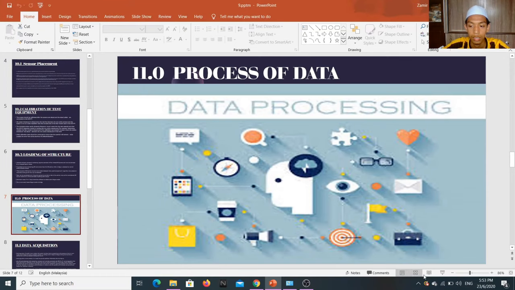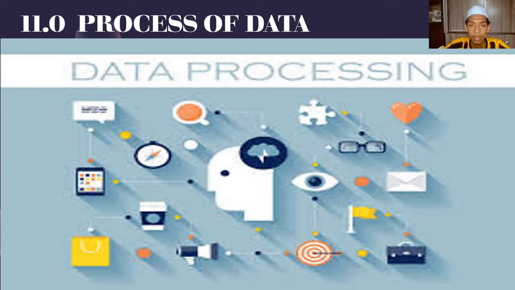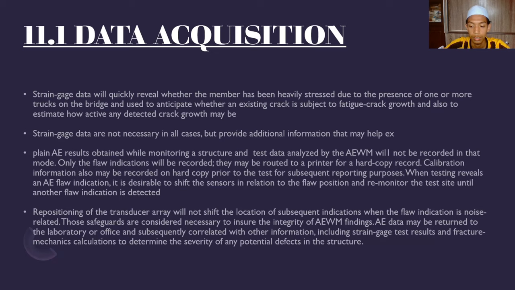Next, we go to processing of data. 11.1 Data acquisition. Strain gauge data will quickly reveal whether the member has been heavily stressed due to the presence of one or more trucks on the bridge, and can be used to anticipate whether an existing crack is subject to fatigue crack growth and also estimate how active any detected crack growth may be. Strain gauge data are not necessary in all cases, but provide additional information that may help.